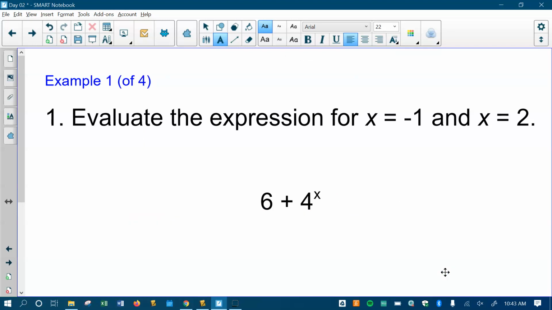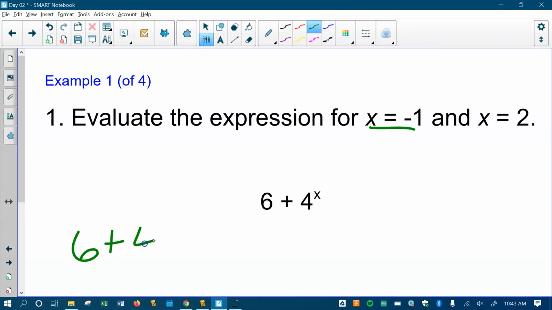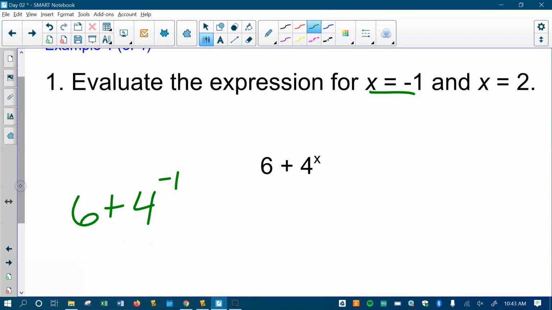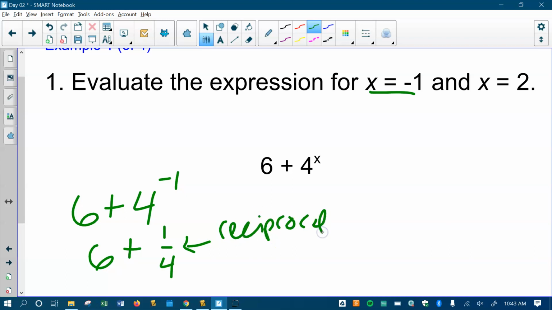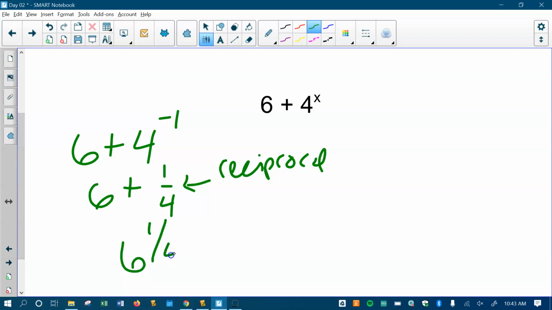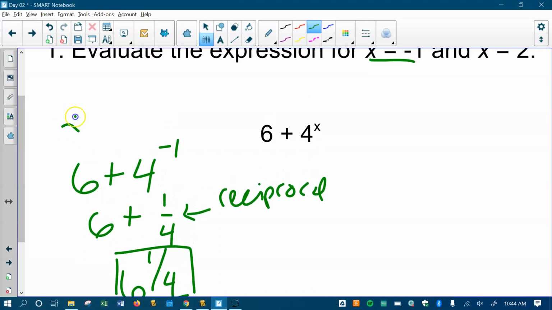Now we're going to evaluate the expression for x equals -1 and x equals 2 just as a warm-up to make sure that we know what we're doing. We're evaluating x equals -1. We got 6. Remember that a negative exponent means the reciprocal. Instead of 4 to the -1, we're going to have 6 plus 1 over 4. Those together, 6 plus 1/4 is 6 and 1/4. So that is your answer. You could do other forms of that, like 6.25 or 25 over 4, but any of those would be fine. This is when x equals -1.